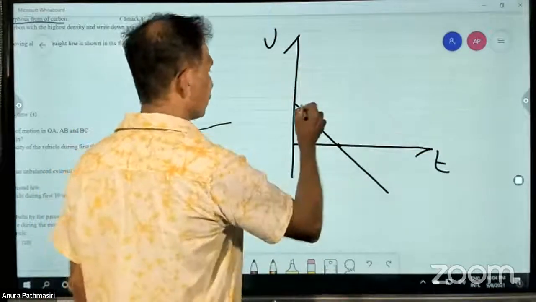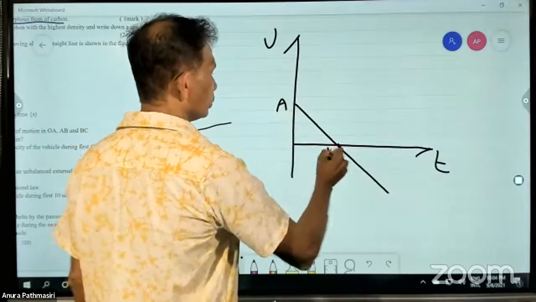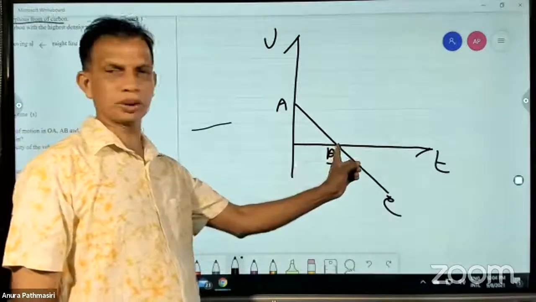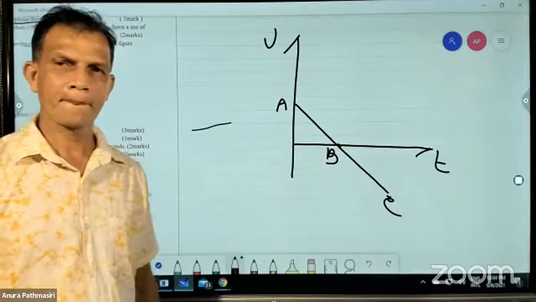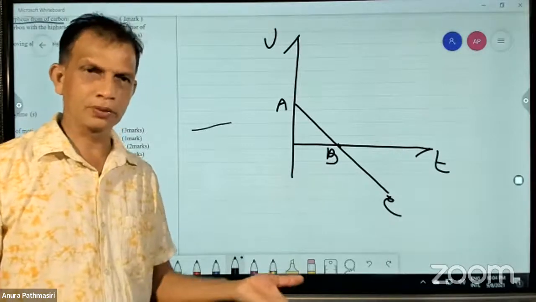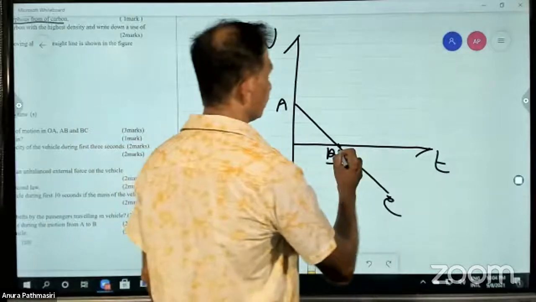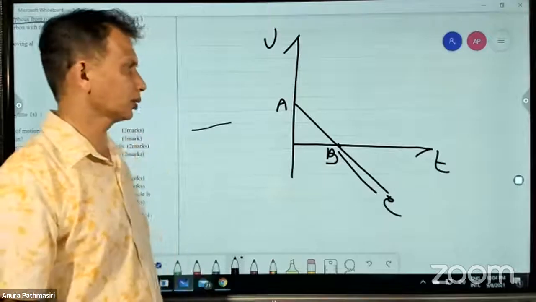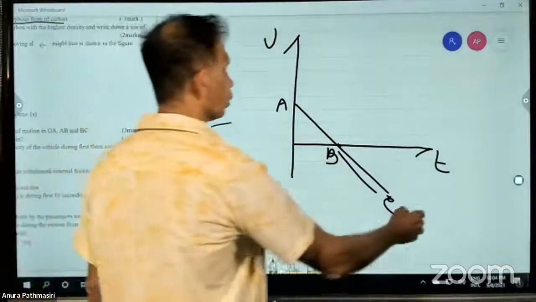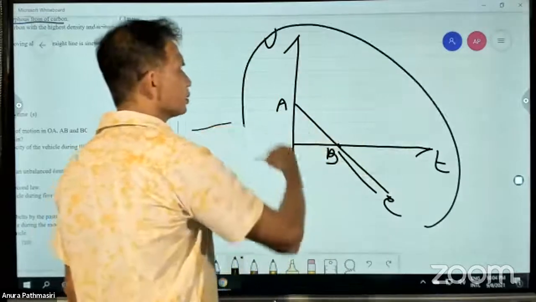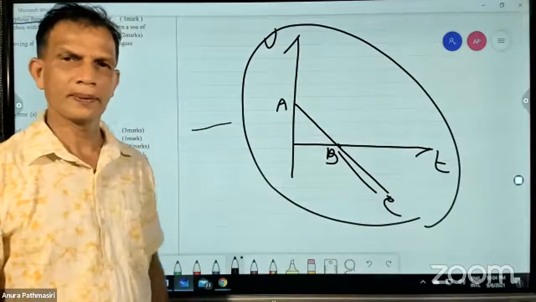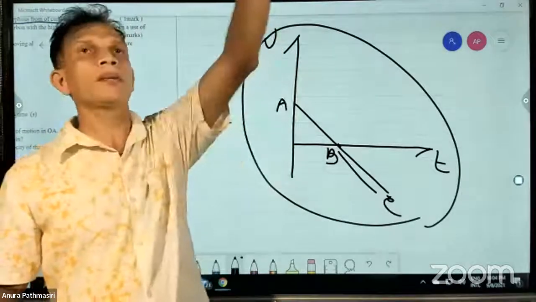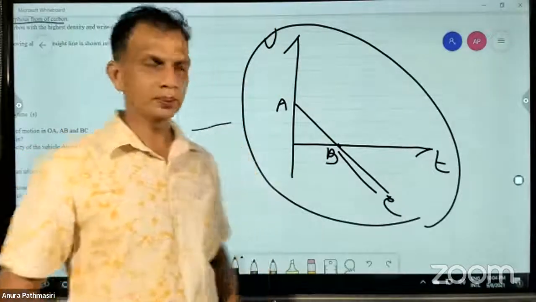If this is a velocity time graph and you say A to B and B to C, what sort of motion is AB? Uniform deceleration. And what about this one? Uniform acceleration, right? Can you give me one example for this incident? Throwing a ball upward, correct?